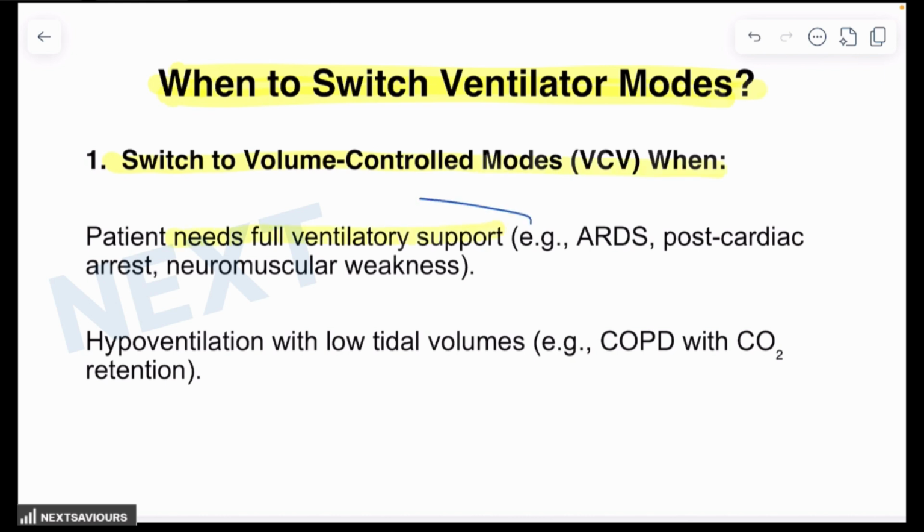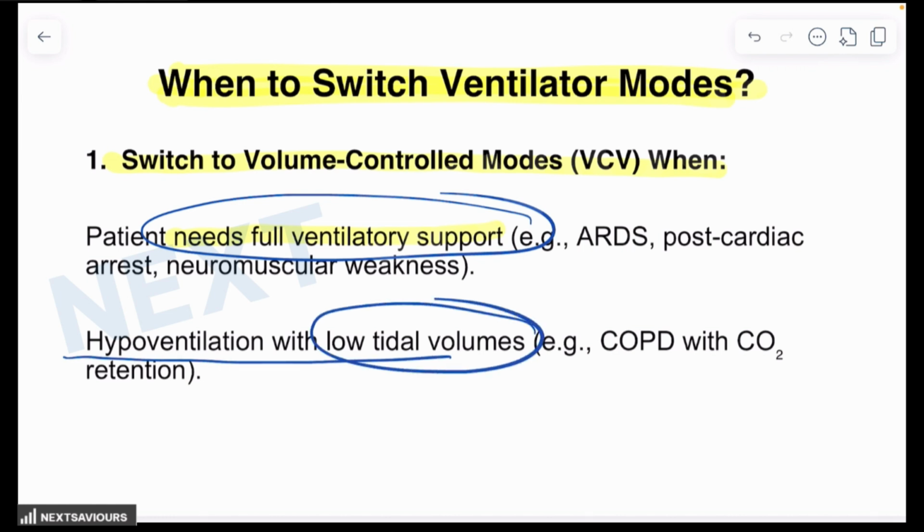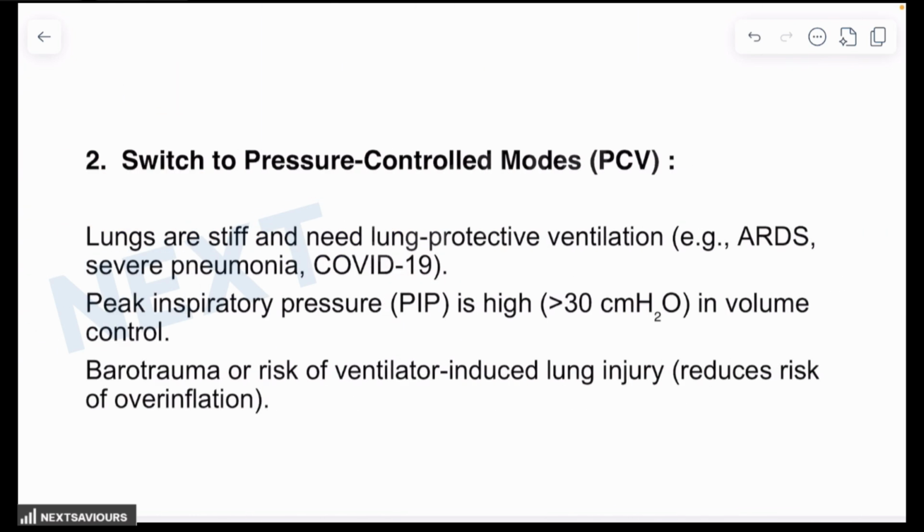This is what we have talked about, so it is actually the revision. When the patient needs full ventilatory support, there is no effort by the patient at all. In those cases, the volume has to be controlled. Another one is hypoventilation with low tidal volumes, because in that case you have to keep the volume controlled, assist control. Okay, so now this thing becomes much easier.